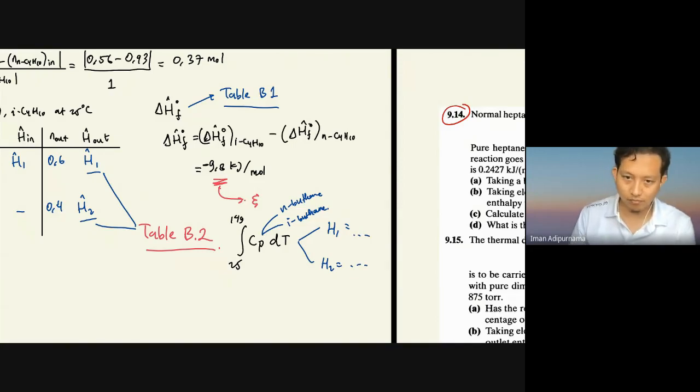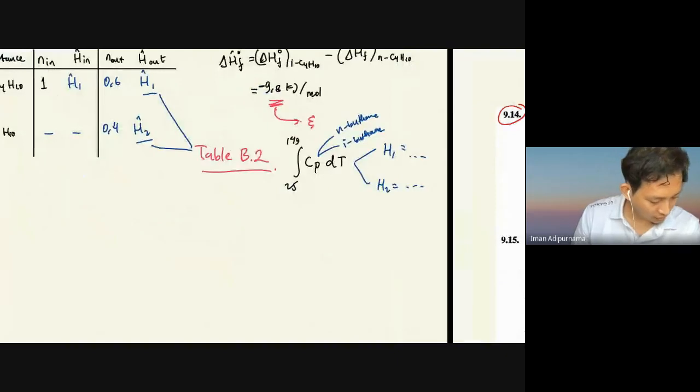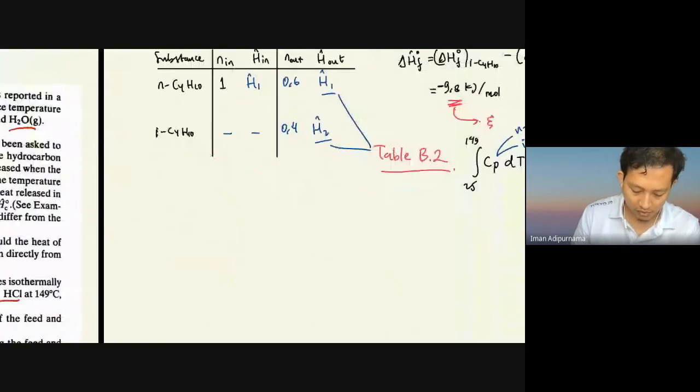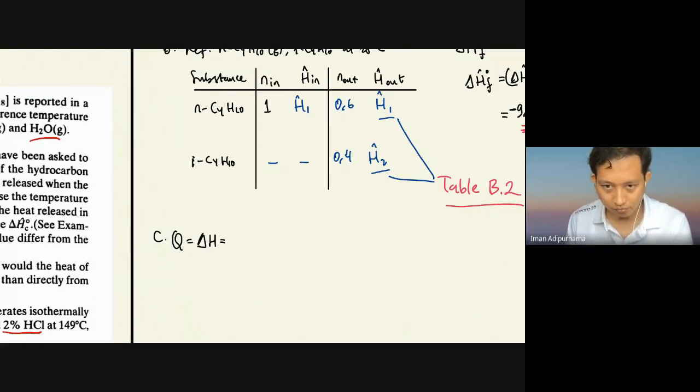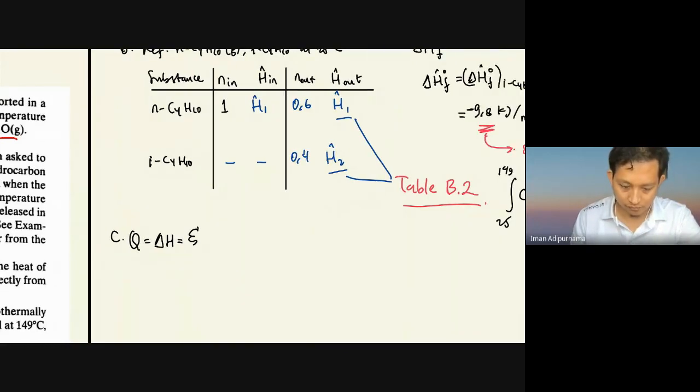And then you can calculate the heat transfer, that is part C. So for part C, the heat transfer is delta H, and this is the extent of reaction. Well, I'm writing upside down.